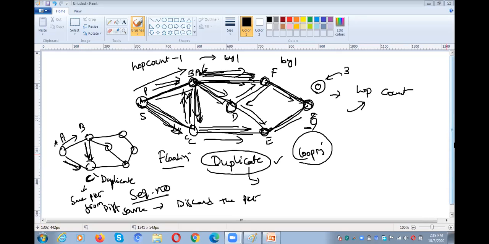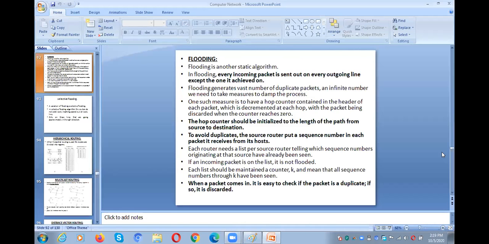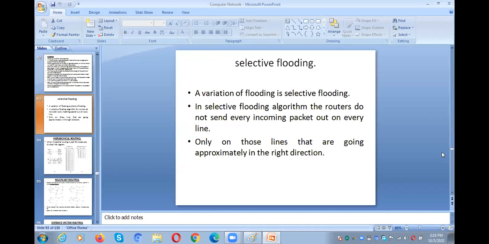The variation in flooding is selective flooding. Selective flooding is a variation of flooding. In the selective flooding algorithm, the routers do not send every incoming packet out on every line, only those lines that are going approximately in the right direction.